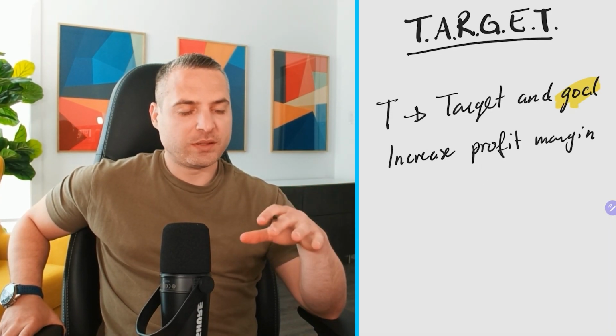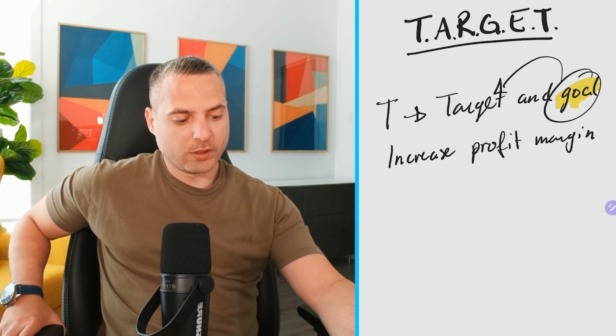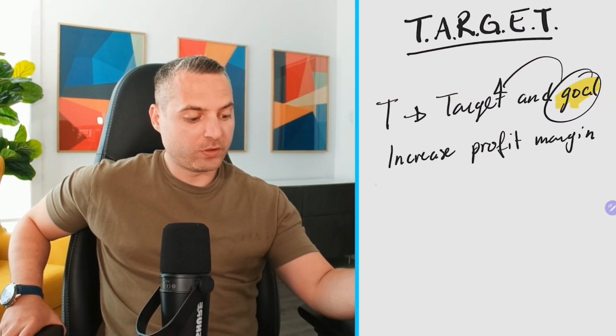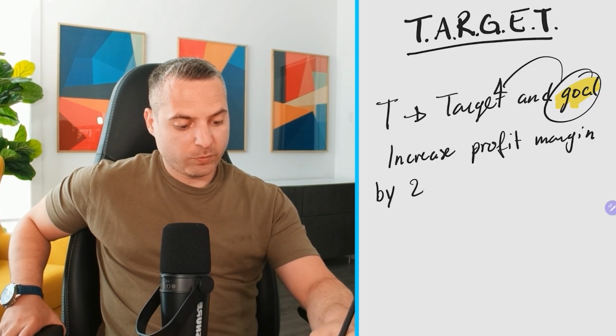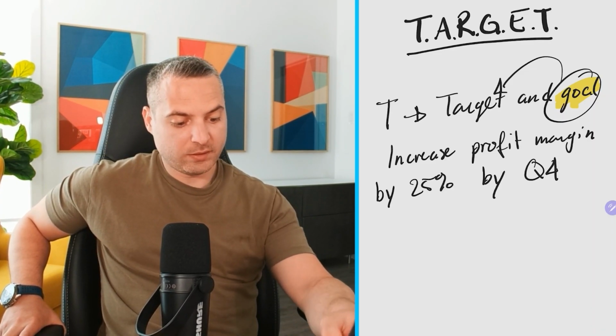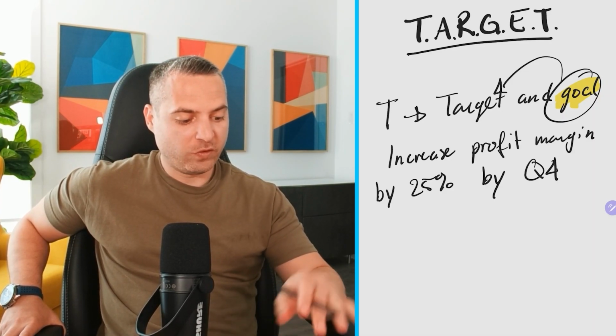However, that's not specific enough for a data analysis. We'd like to turn that goal into a target. To do that, we'll need to say by how much and by when. So, increase profit margin by 25% by Q4. So that's it. That's step number 1. You have your target that is specific and time bound.